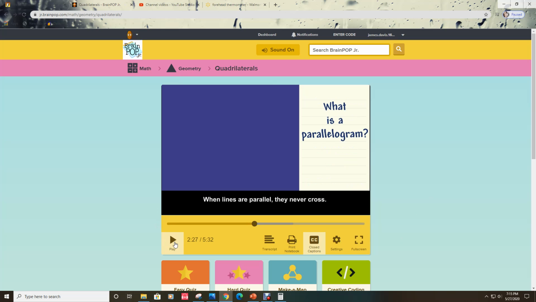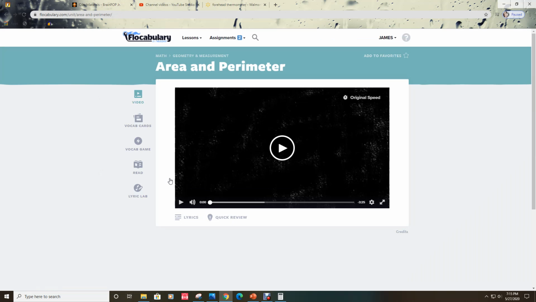All right, I'm going to pause that one now because I just wanted to show you that little fun part about squares and rectangles, because that's mainly what we were talking about, not anything about parallelograms. But I wanted to show you, the last one was this song about area and perimeter, because we always know that Flocabulary is the bomb. So here is that song for you.